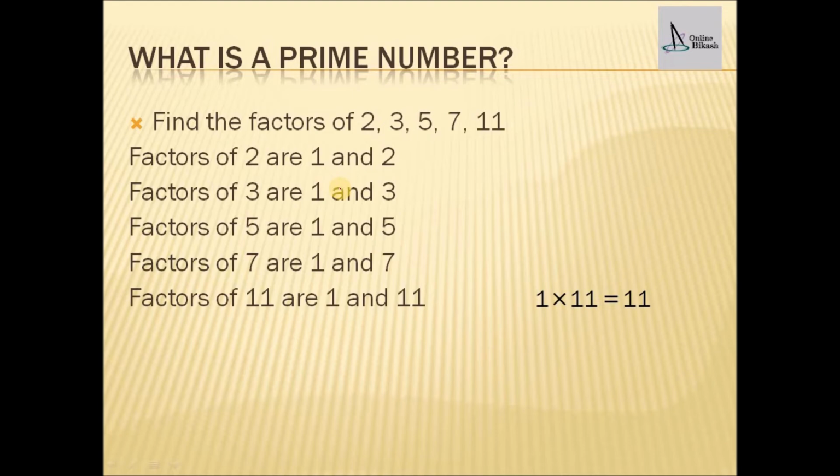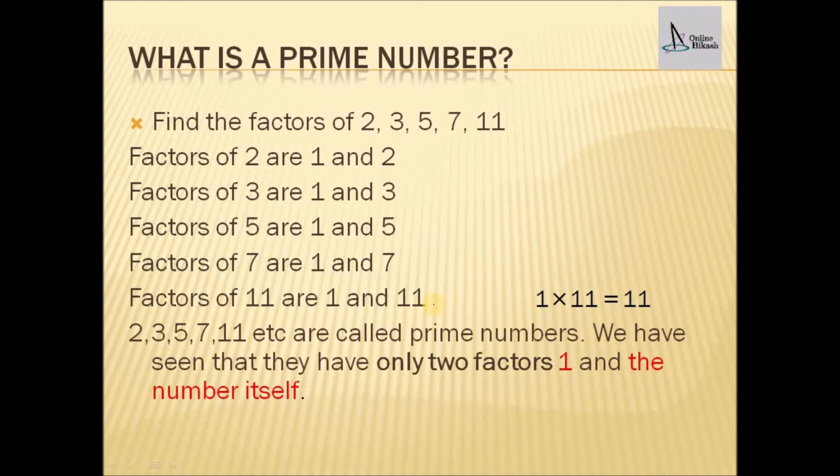Okay, in case of all these numbers, what did you find? All are having 1 as their common factor. Okay, 1 is the number that is a factor of all the numbers. And 2, 3, 5, 7 and 11, these are the number itself. 2, 3, 5, 7, 11 etc.